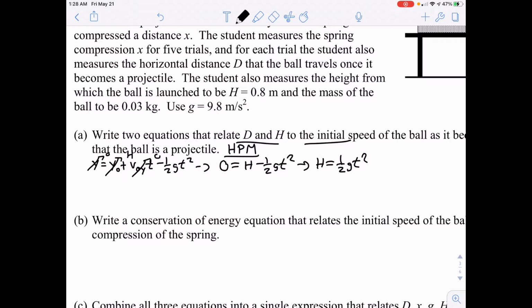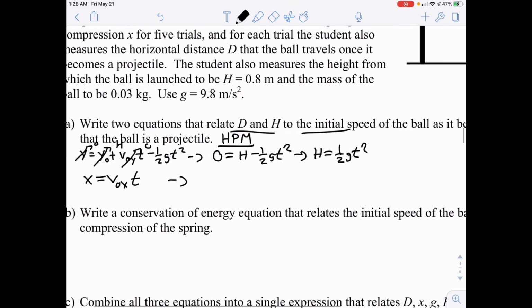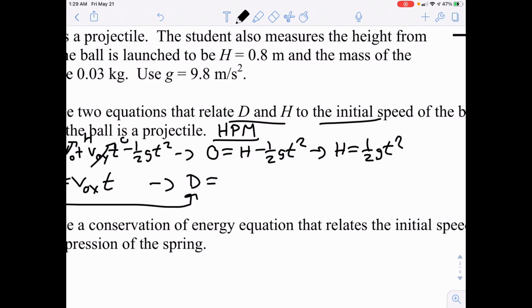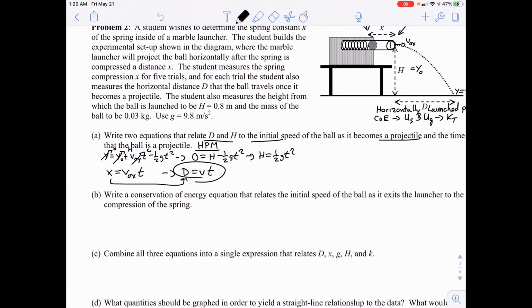The other equation that we need is the horizontal direction, x equals v naught x times t. But writing it in their variables, x is really this distance over the edge right here, d. So x becomes d, and v naught x just becomes v over the edge times t. That's your basic constant velocity equation of distance equals velocity times time.